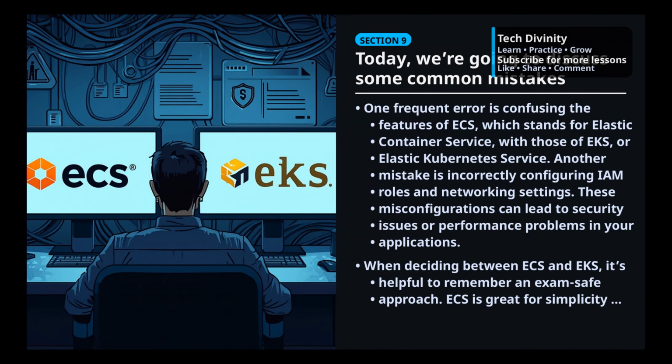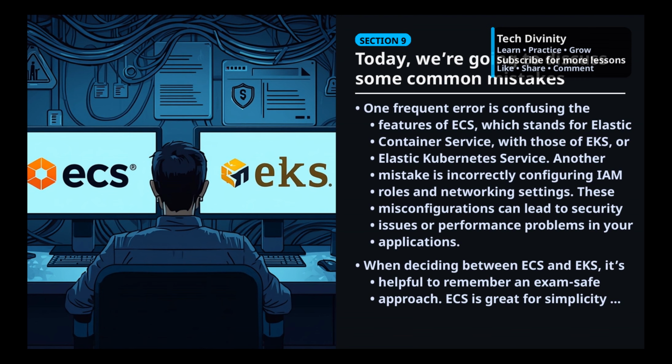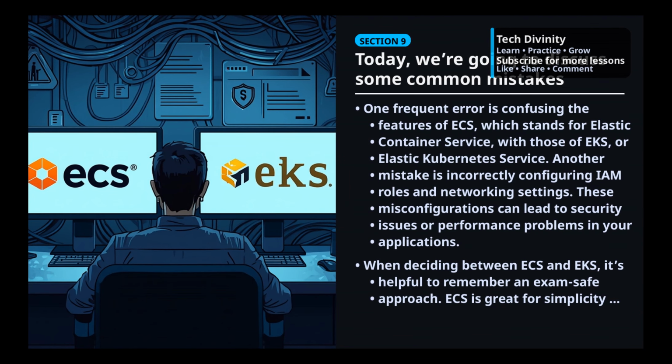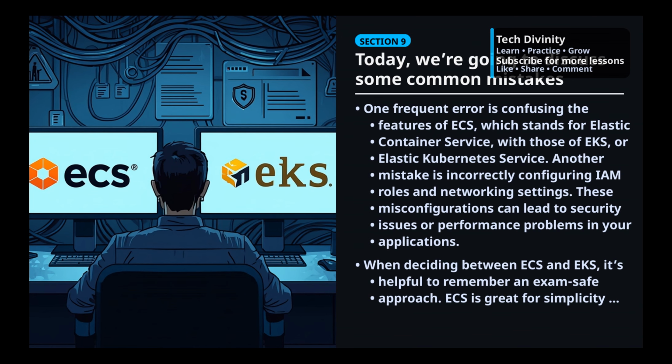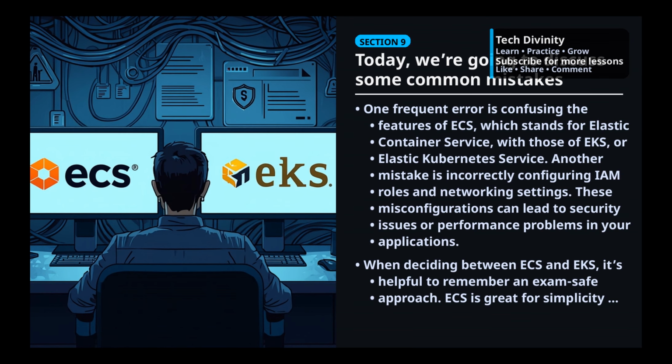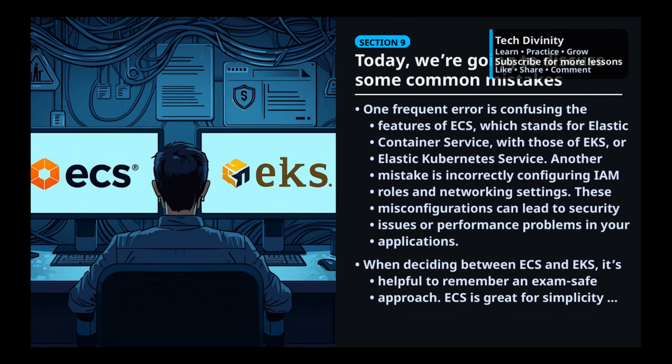One frequent error is confusing the features of ECS, which stands for Elastic Container Service, with those of EKS, or Elastic Kubernetes Service. Another mistake is incorrectly configuring IAM roles and networking settings. These misconfigurations can lead to security issues or performance problems in your applications.